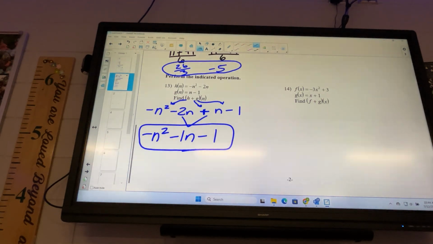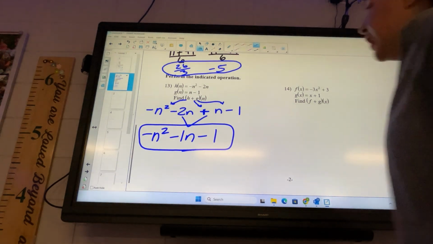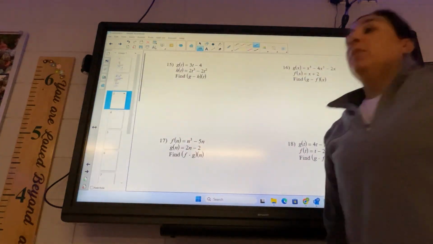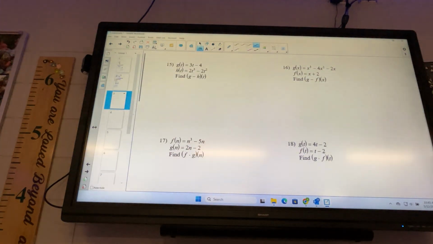Okay, 15. What is the indicated operation? It is subtraction. Okay, the indicated operation is subtraction. Which one is getting subtracted? What does it say? What minus what? G minus H. Okay, so the H comes on the second part, yes?